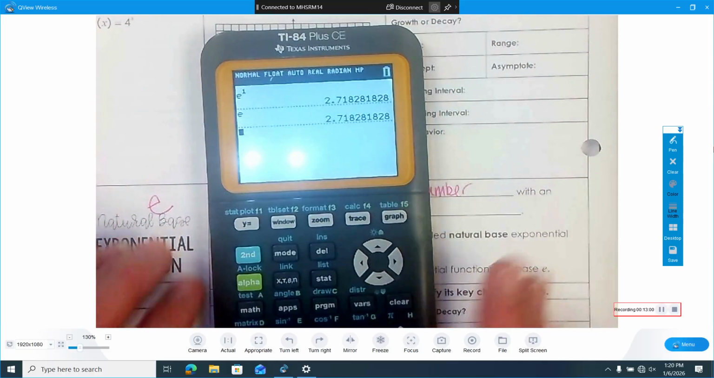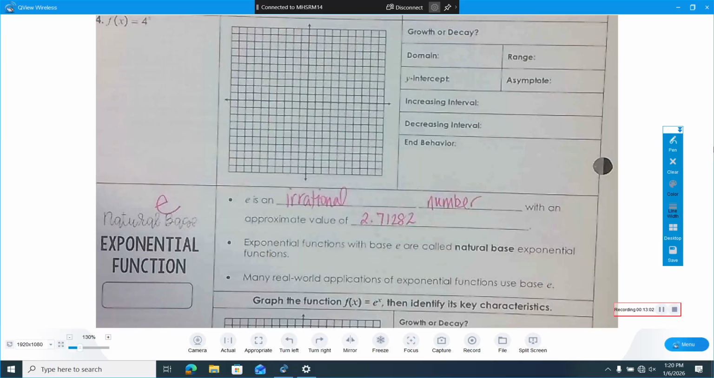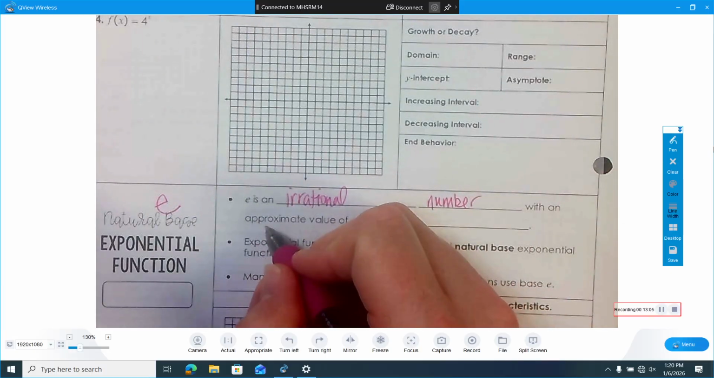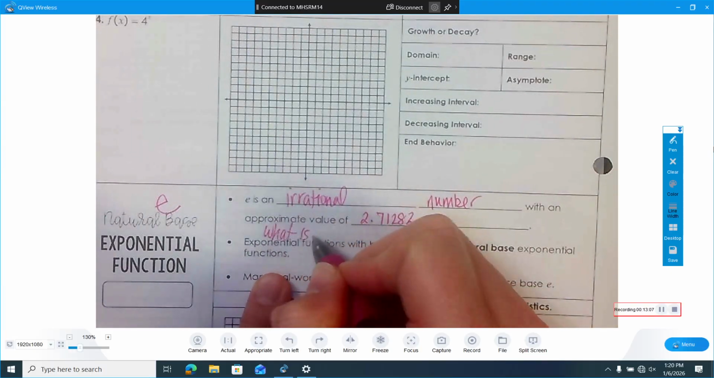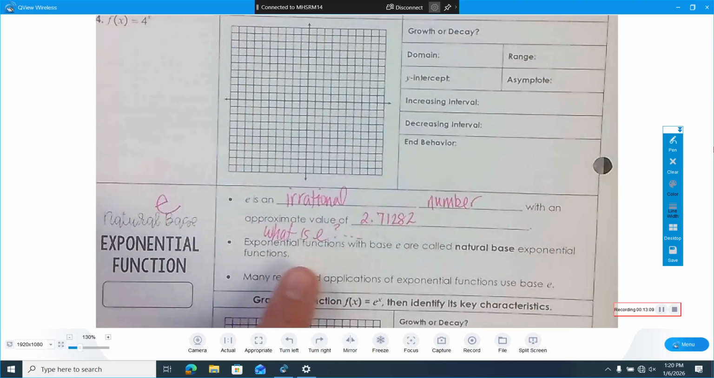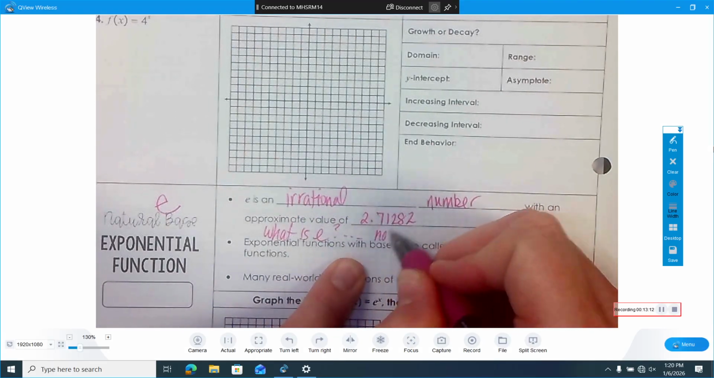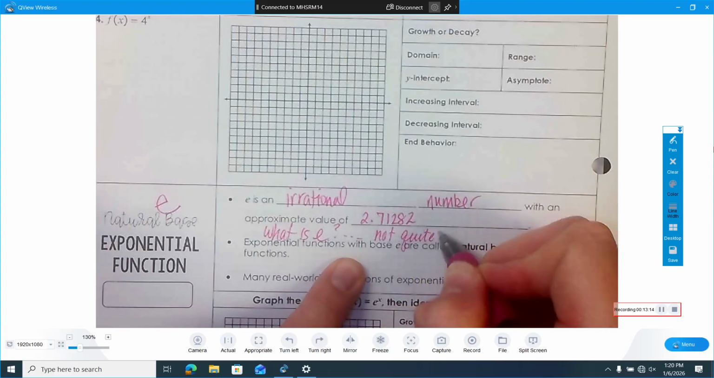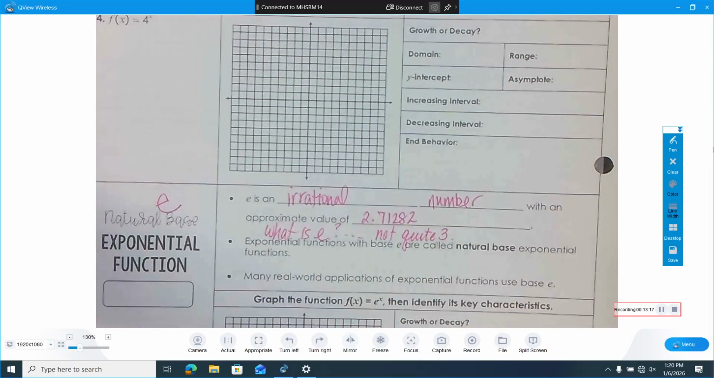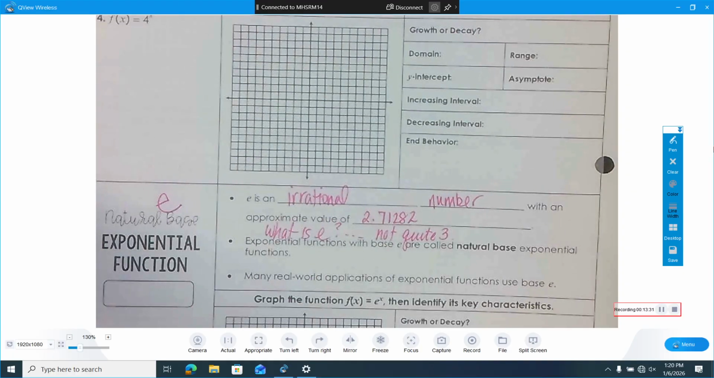I have a phrase for everything. What is e? You're going to say not quite 3. Because 2.7 is not quite 3, right? I am going to make you graph these by hand, but of course, can I graph 2.71828? No, that's silly. But can I graph not quite 3? Yeah. So what is e? Not quite 3. Very good.